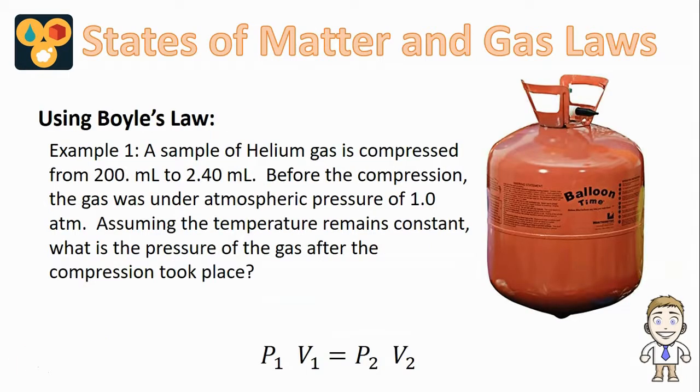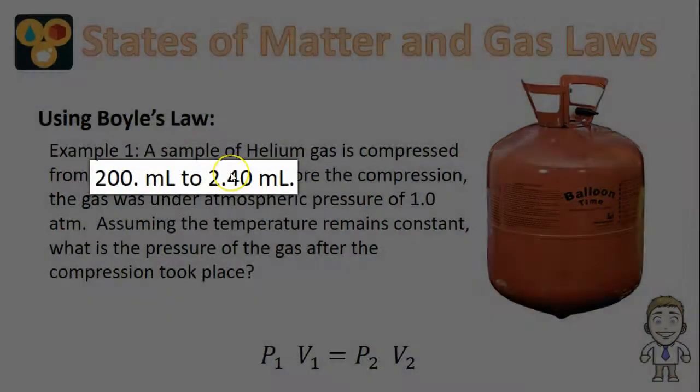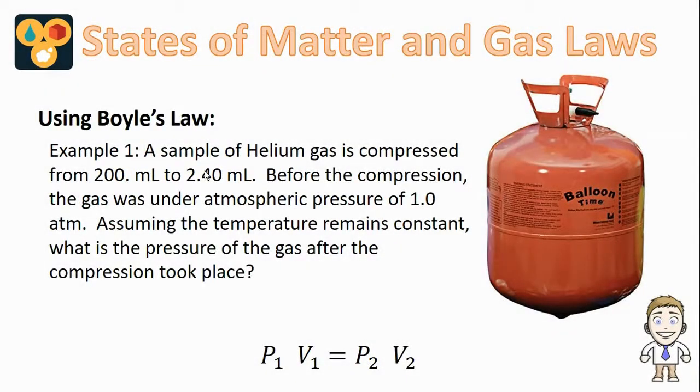So here's our first sample question involving a sample of helium gas being compressed from 200 milliliters down to 2.4 milliliters. And that's a good example right there of what Boyle's law is all about. We've got a changing volume, which will result in a changing pressure as well. It goes on to say that before the compression, the gas was under atmospheric pressure of 1 atmosphere. Assuming the temperature remains constant, what is the pressure of the gas after the compression took place?